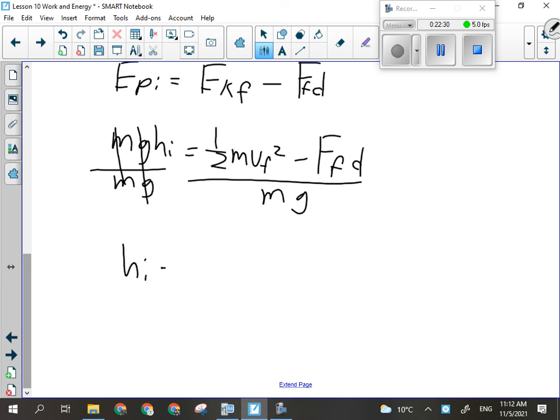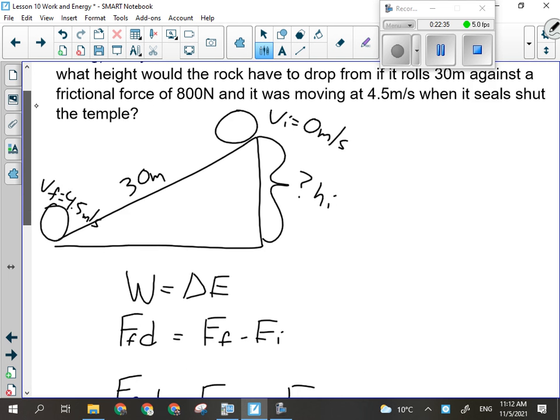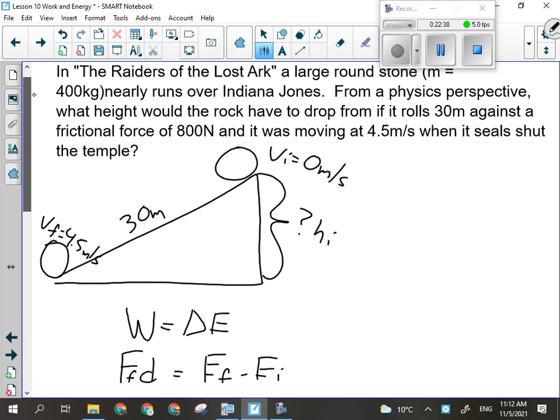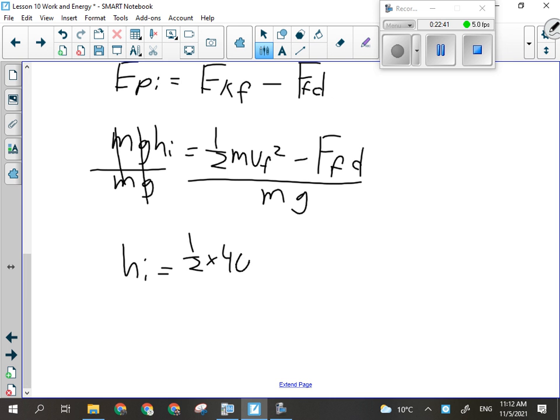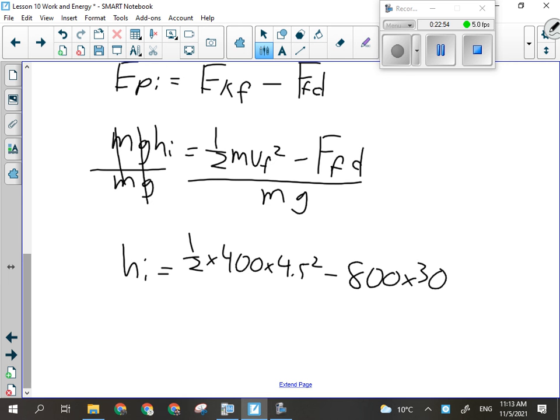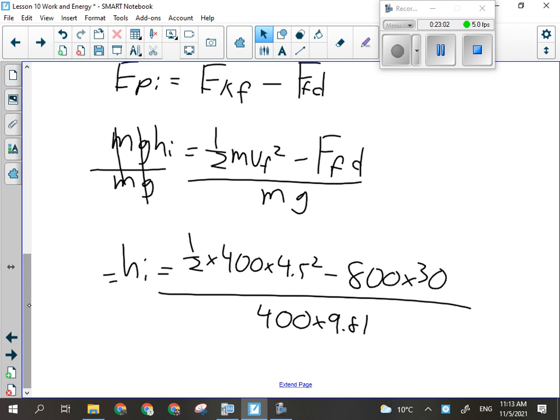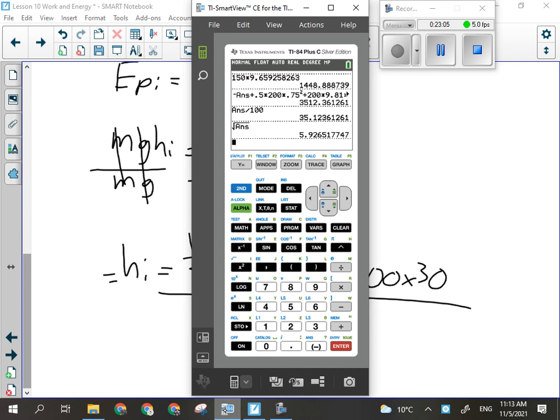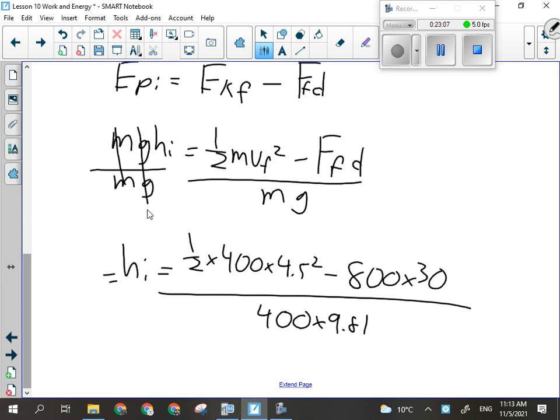So initial height is going to equal 1/2 times, what did we say the mass was, 400 kilograms? Yeah. Times 400 times 4.5 squared minus 800 times, is it 30 meters? 30 meters. Divided by 400 times 9.81. So that should give me the initial height the rock was dropped from. Sorry, and this should be negative, minus the negative 800.